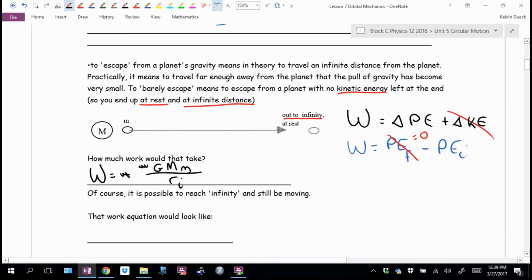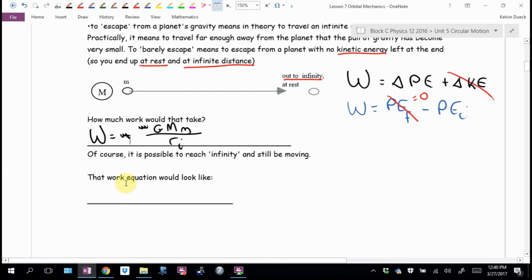But by the way, that is a positive answer, which does make sense because I would have to burn fuel to get out to infinity. So the math does work out. I was kind of hoping for a positive answer. It's not like you can fall up out to infinity. You have to burn fuel to get to infinity. Of course, you could also reach infinity, escape from the Earth's gravitational field, and still be moving.